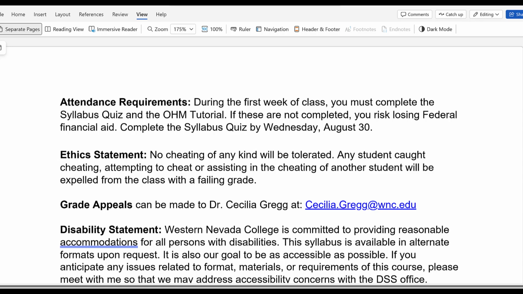Attendance requirements. During the first week of class, you must complete the syllabus quiz and the OHM tutorial. If these are not completed, you risk losing federal financial aid. Complete the syllabus quiz by Wednesday, August, not 30th. That's the 27th now. Yeah.